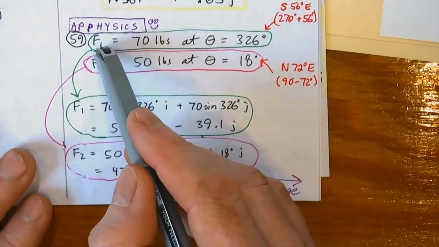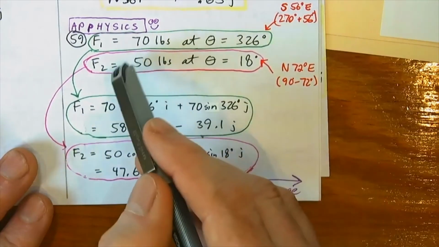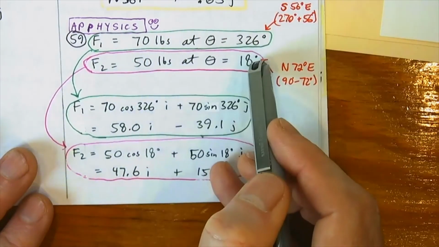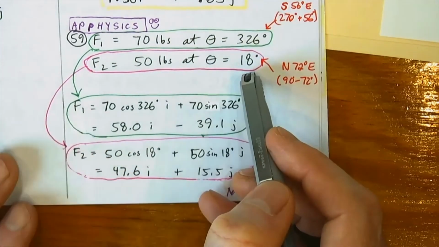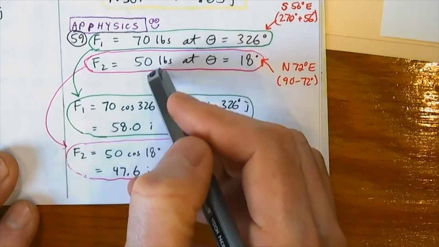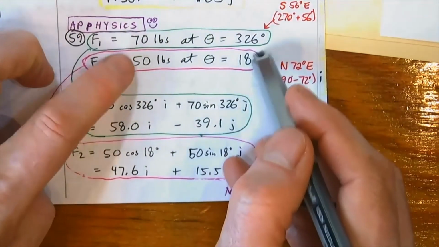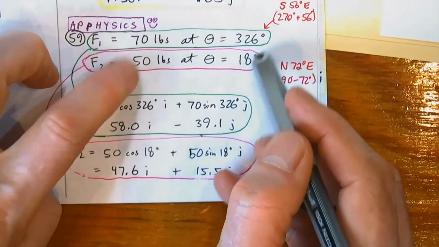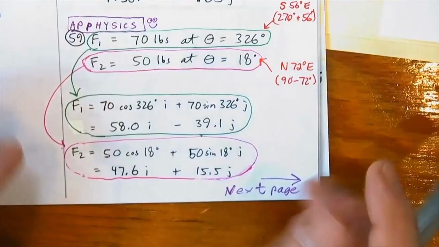Say force 1 pulled with 70 pounds of force at this angle, and force 2 pulled with 50 pounds of force at this angle. What's the resultant force? Well, how much did the item move? And you can't say, well, 120 pounds of force. What if they're in opposite directions? The only way to add these together, or they could be pushed in the same sort of way, you can't, it's going to be a weird answer.